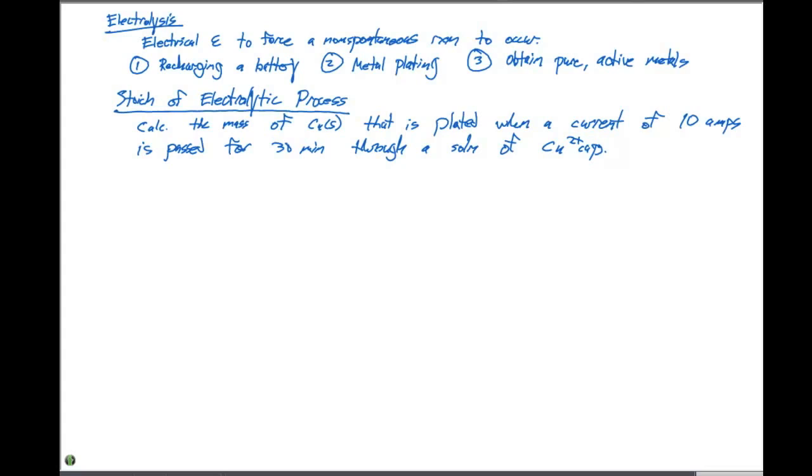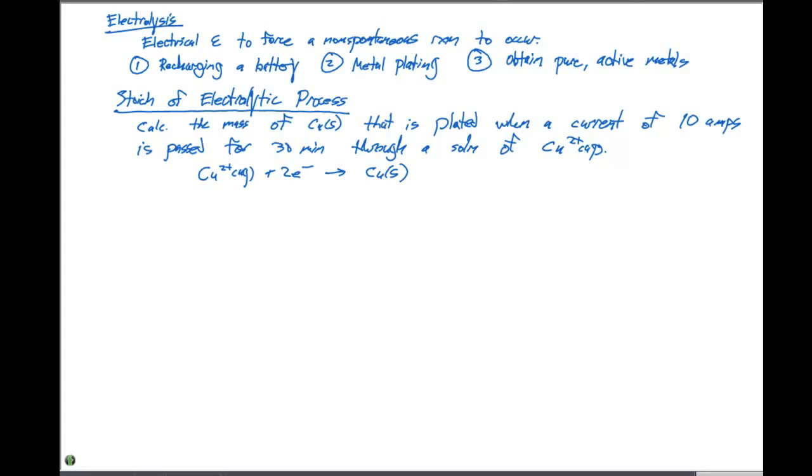If we took a strip of copper and put it in a copper 2+ solution, nothing's going to happen. If we want that copper 2+ to plate out onto the solid copper, we would need to apply a current through that. So in this case, we're going to apply the current of 10 amps. The reaction that's going to take place is we have copper 2+ in aqueous solution plus 2 electrons becoming copper solid.